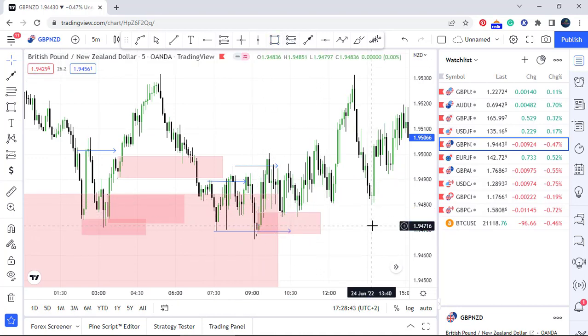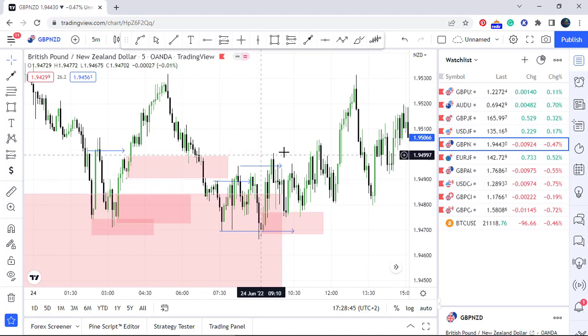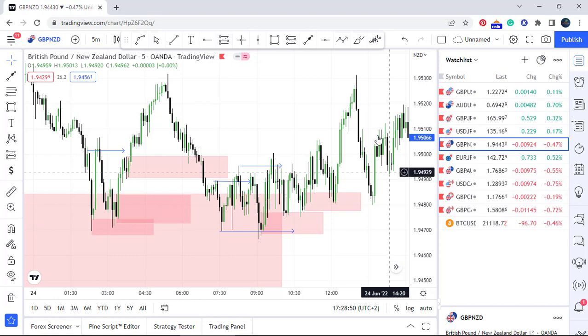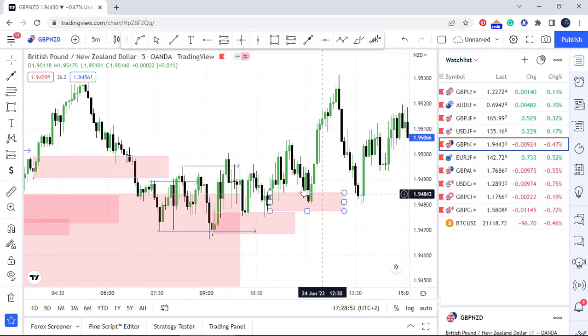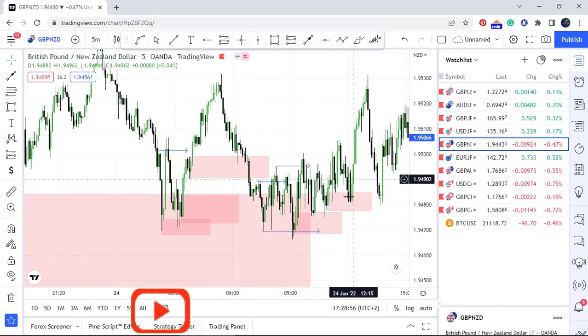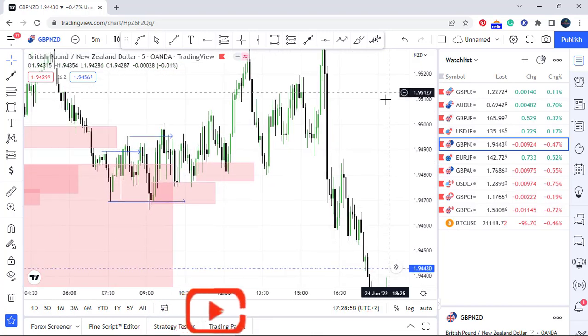This was the first, right? And after that, we break this low again, and this is the second order block. And this being the second, this makes it a second test. And this being a second test, this is the confirmation entry that we want to catch.